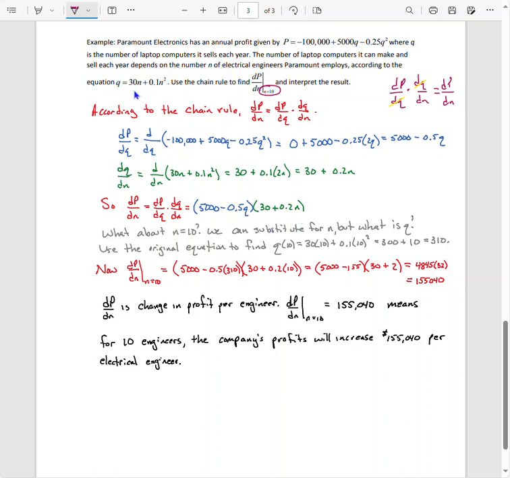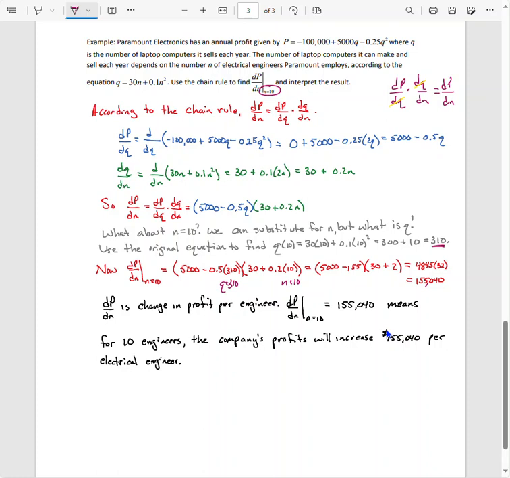But don't forget, we have a formula for Q up here. Q of 10 is just 30 times 10 plus 0.1 times 10 squared. So that's 300 plus 10 squared is 100, a tenth of 100 is 10. So that's 310. So now dP/dN evaluated when N equals 10: I know when N equals 10, Q equals 310. So I use Q equals 310 when N equals 10, and I can evaluate to find 155,040.